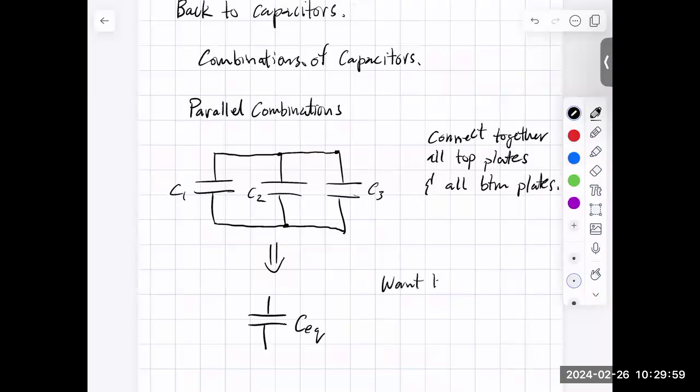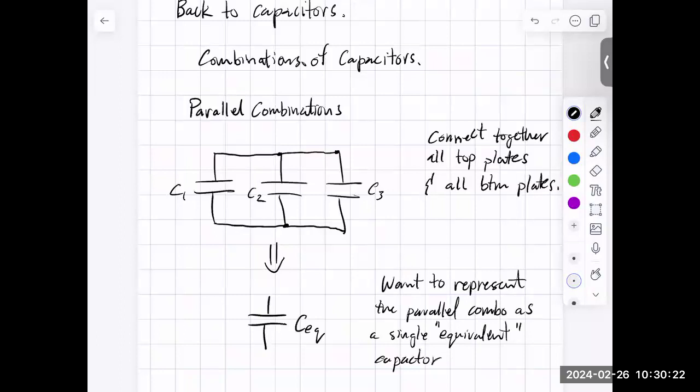So we want to represent the parallel combination as a single equivalent capacitor, and we'll call that C equivalent. By equivalent capacitor, what I mean is if we take a bunch of capacitors, put them in parallel, and attach them to a battery, we store a certain amount of charge. What we require for our equivalent capacitor is that if we connect it to the same battery, it will store the same amount of charge. So it does the same function in our circuit.